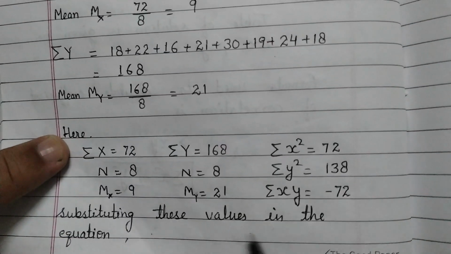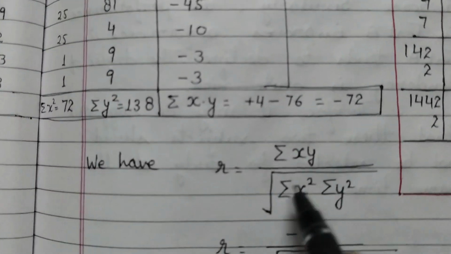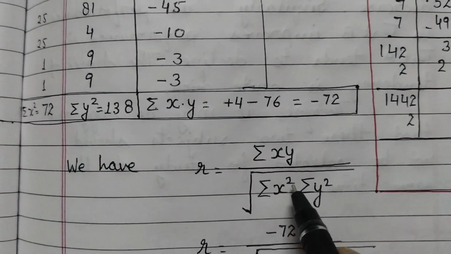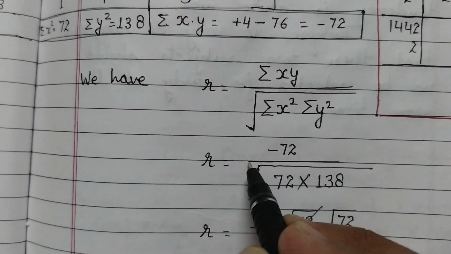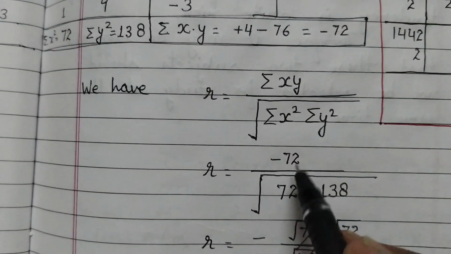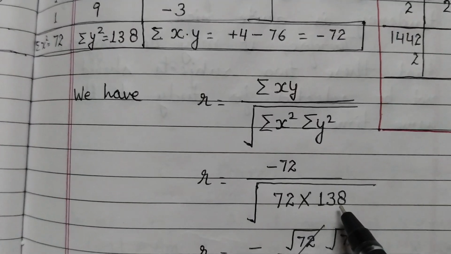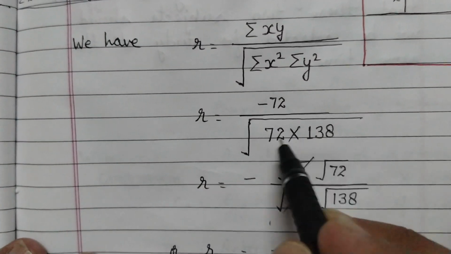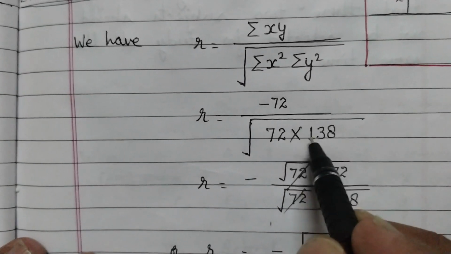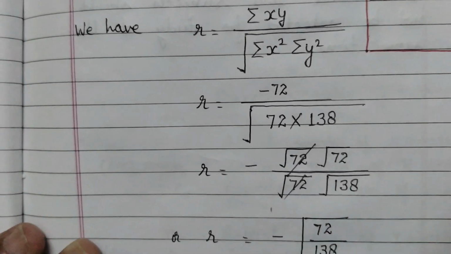So substituting all these values in the equation, we have r is equal to summation xy over under root summation x square multiplied by summation y square. So minus 72 divided by within square root summation x square is equal to 72 multiplied by 138. One method is first multiplying 72 by 138, then taking the square root. So it becomes a lengthy process.